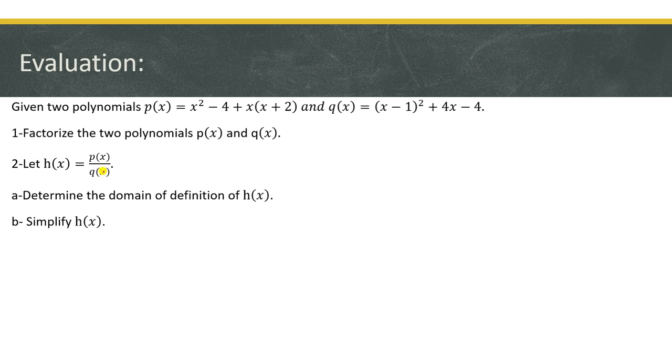Now, we have an evaluation. We have p of x and q of x. Factorize the two polynomials p of x and q of x. h of x equal to p of x over q of x. Determine the domain of definition of h of x, or in another way, find the values of x for which h of x is defined. And the last one, simplify h of x. Pause the video and start to solve the evaluation.